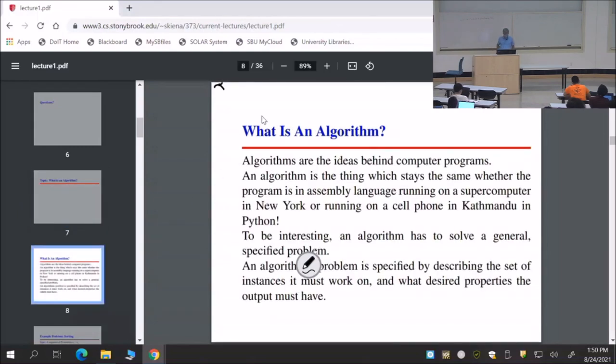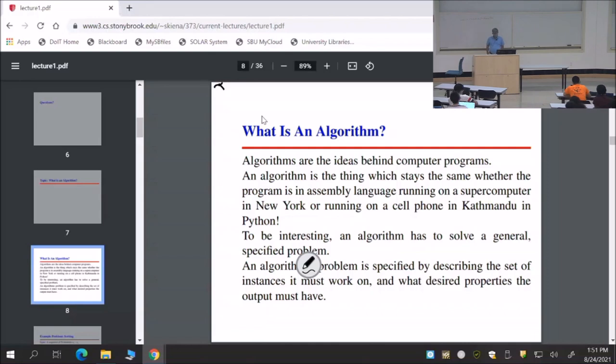The way I think of what an algorithm is: an algorithm is the idea that underlies a computer program. It's a way of getting some kind of problem done. If you have a sorting program in assembly language and a sorting program in Python or C or whatever your other languages are, something is the same between these different programs. And that thing that stays the same is the algorithm, the idea, the method.